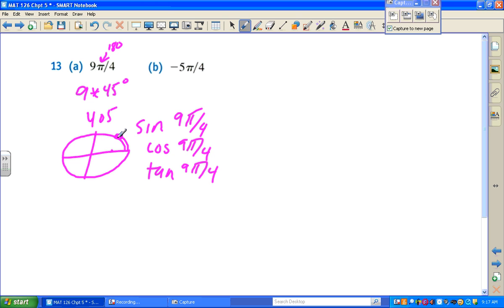What are the coordinates of that point? Sine is the y coordinate, square root of 2 over 2. Cosine is the x coordinate, square root of 2 over 2. Tangent is y divided by x, or just 1. All right?